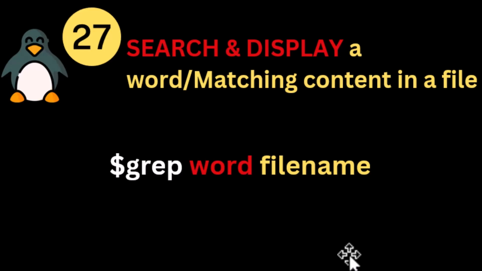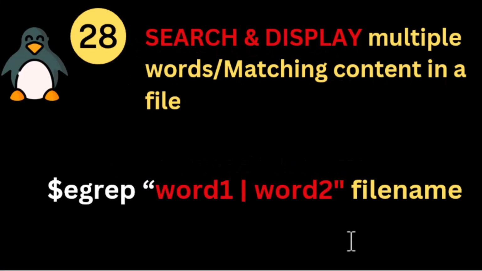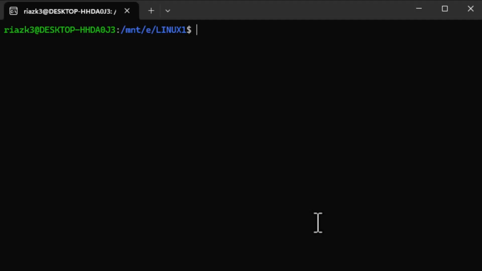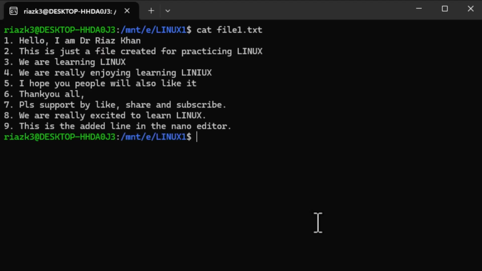Next command is command number 28, that is to search and display multiple words or the matching content in a file. With the help of this grep command, you can even search multiple words like word one, word two from a file. For that, again, let's see the contents of file1.txt. Here we just want to search the word Linux, and we will search the word Riaz and learning also. Okay, so the command for that is egrep. Earlier it was grep, but now it is egrep.